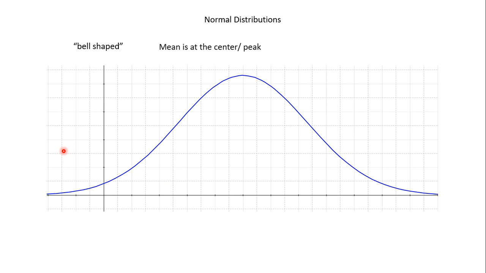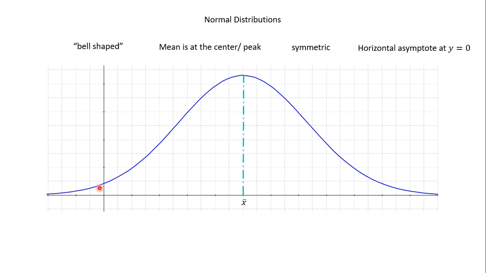Other things, the mean is at the center. This would be the mean of the distribution. X bar goes right there. Also, as you can probably see, it is symmetric about the mean. It's going to be the same on both sides. That's not just right here. That's normal distributions in general. And then it has a horizontal asymptote at y equals 0. It gets closer and closer and closer, but it'll never actually go across the axis.